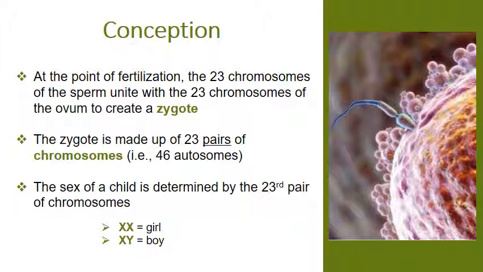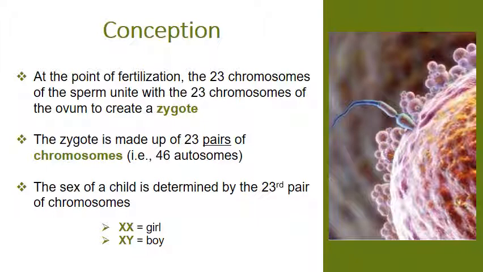At the point of fertilization, the 23 chromosomes of the sperm combine with the 23 chromosomes of the ovum to form a new organism called a zygote. The zygote now has its own unique combination of 23 pairs of chromosomes that represent their unique genetic code.